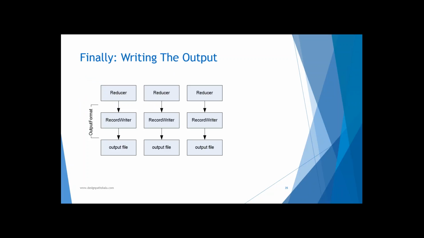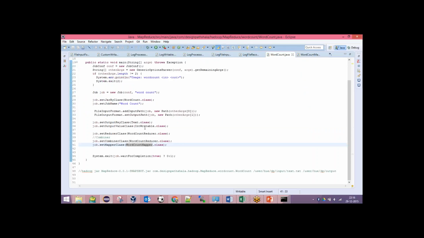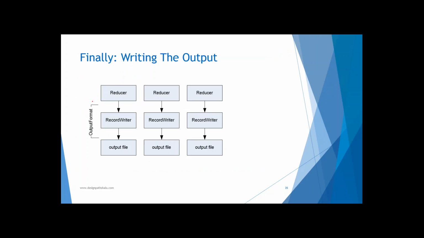Similar to your input file format, there is something called output file format. If you remember, in our code we have just defined the reducer and the mapper, nothing else. So there is a default output file format which is invoked for us. Similar to your input format, there is a record writer associated with each reducer. There is an instance of output format associated with your reducer, and the output format implements its own record writer. This record writer really writes your data to an output file in your HDFS.